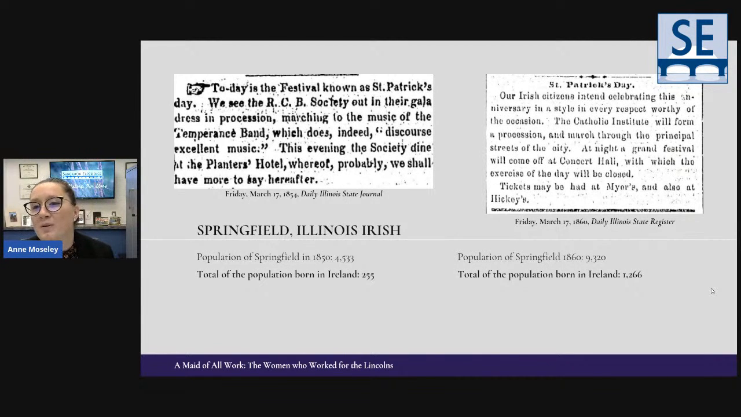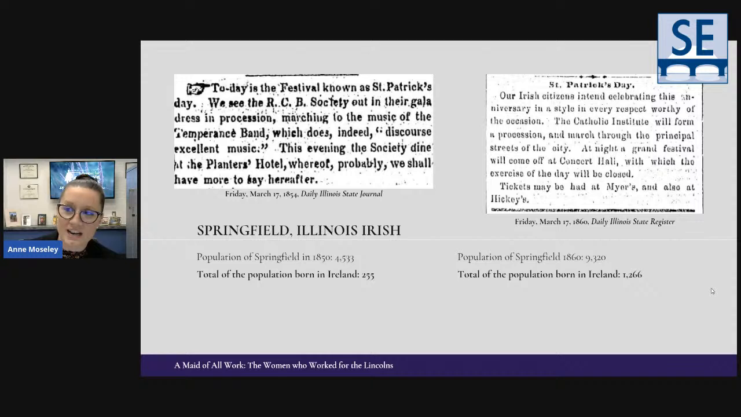So the first newspaper article I have here is "Today is the festival known as St. Patrick's Day." And this is from the March 17th, 1854, Friday edition of the Daily Illinois State Journal. In that article, you continue to read on. We see the RCB Society out in their gala, dressed in procession, marching to the music of the Temperance Band, which does indeed discourse excellent music. This evening, the society dine at the Planters Hotel, whereof probably we shall have more to say hereafter.